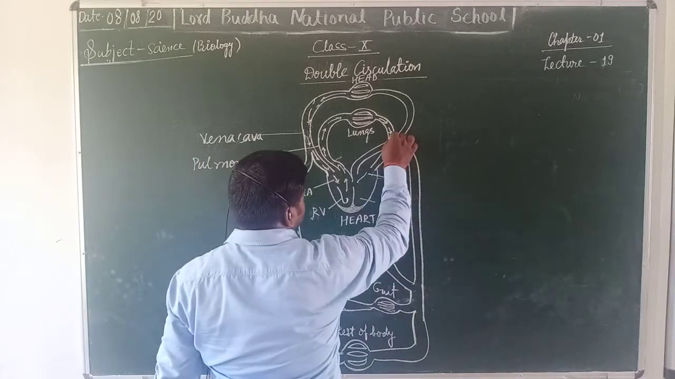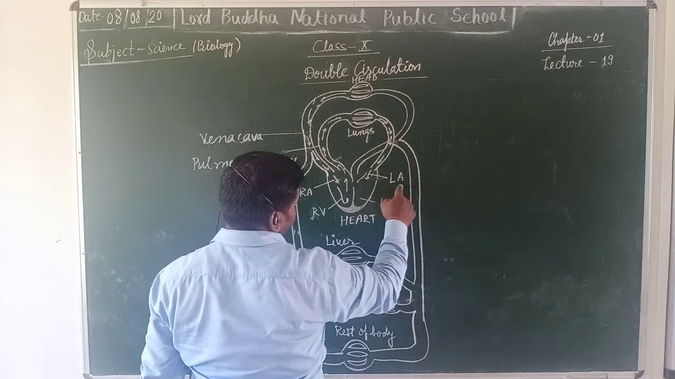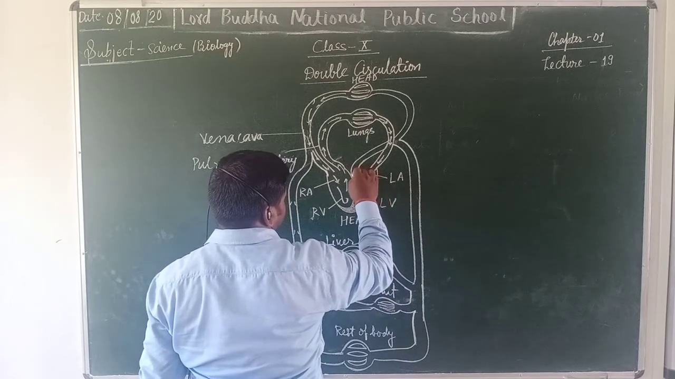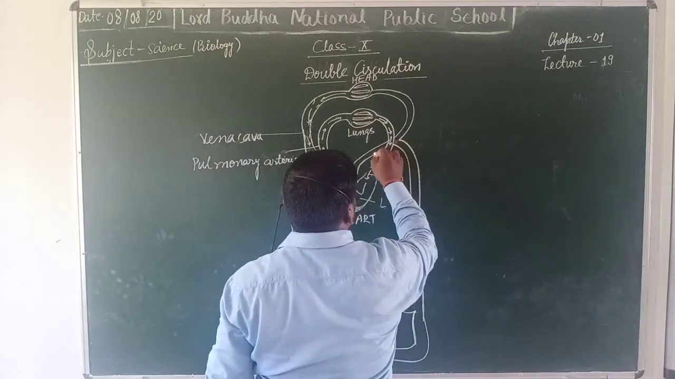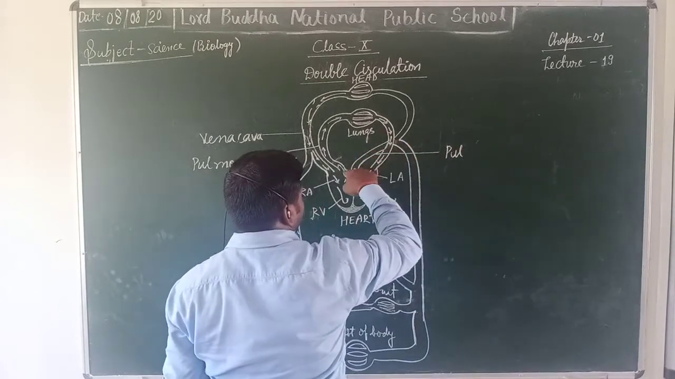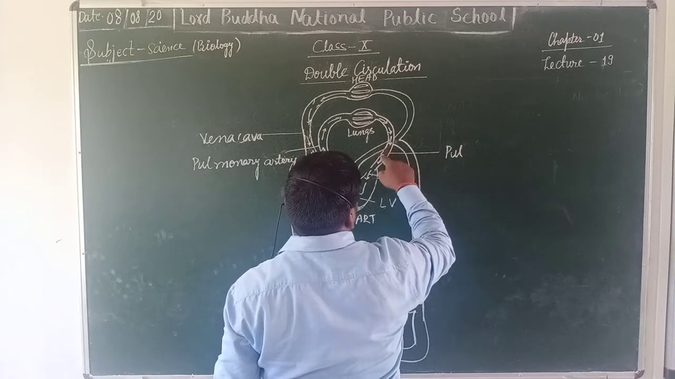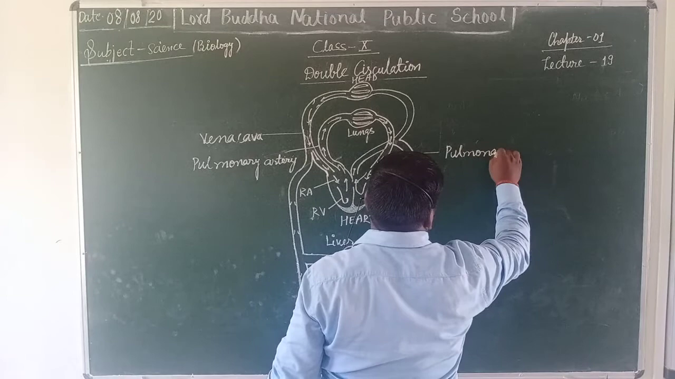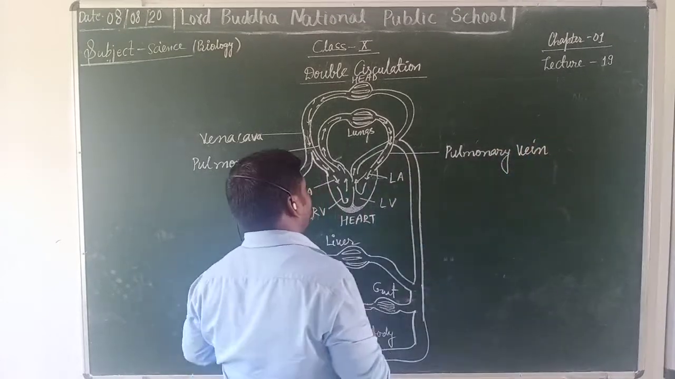That's why the oxygenated blood firstly comes into the left atrium of our heart. Now here is the systemic arch of aorta, and this is the pulmonary vein, because this is associated with the lungs. In the pulmonary vein, always oxygenated blood flows.